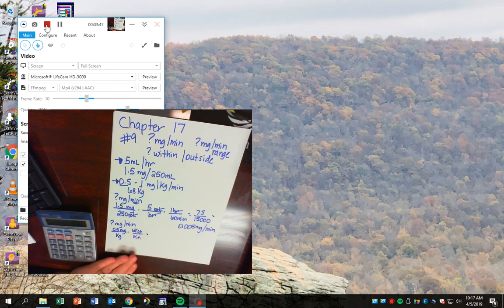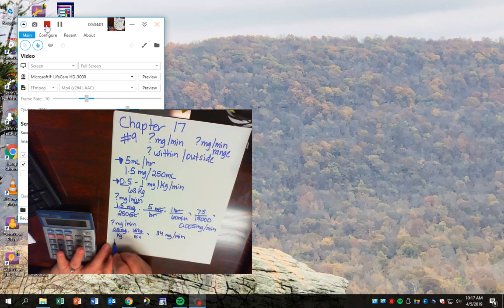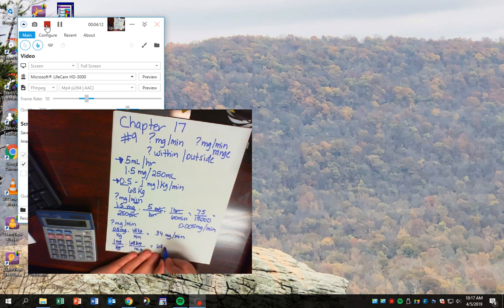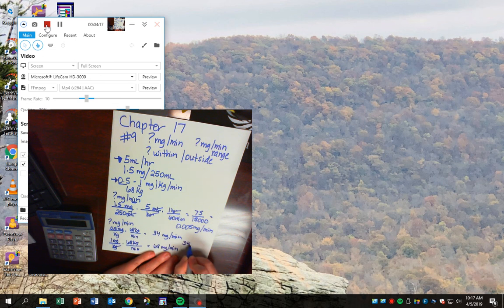So ultimately here, 0.5 times 68 gives us 34 milligrams per minute. Then to solve for our second one, we need 1 milligram per kilogram, again using our 68 kilogram patient per minute. Kilograms cancel out, so that would be 68 milligrams per minute. So our range would be 34 to 68 milligrams per minute.